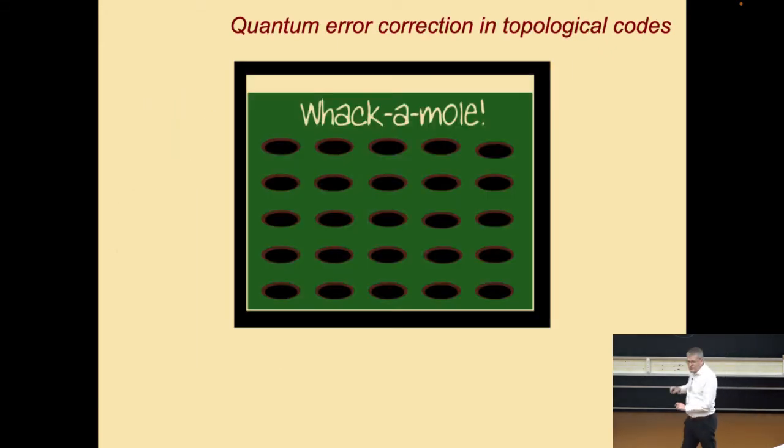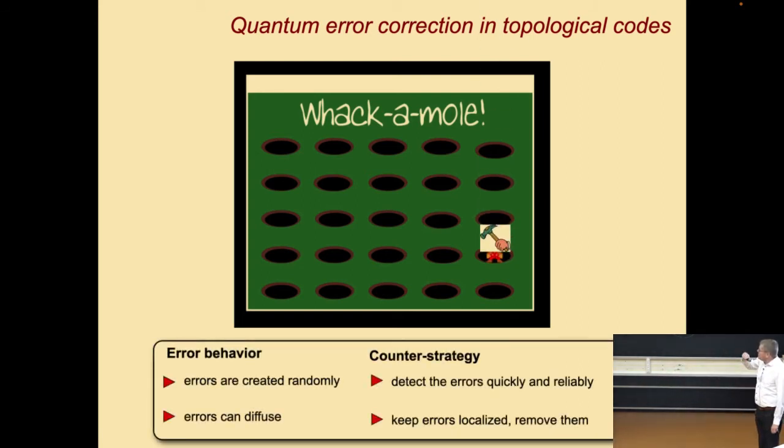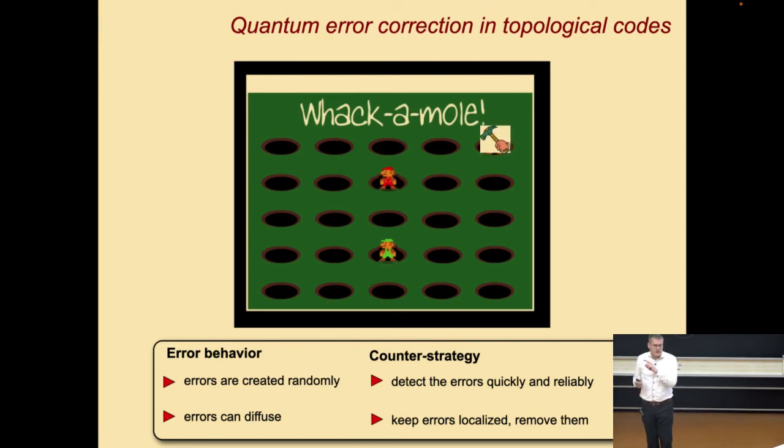Okay, so let's then try to do this. Some of you might still know this whack-a-mole game. And this is, in a nutshell, what topological error correction amounts to. Yeah?